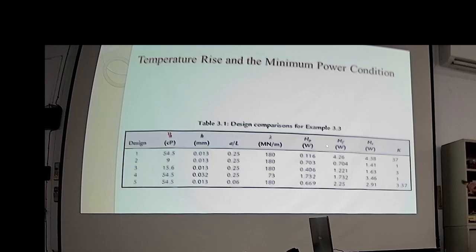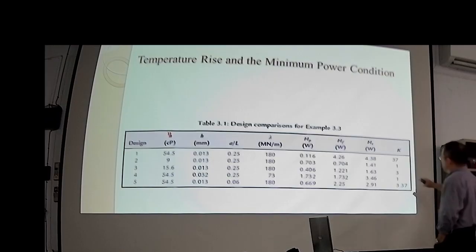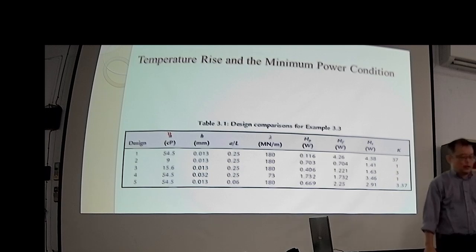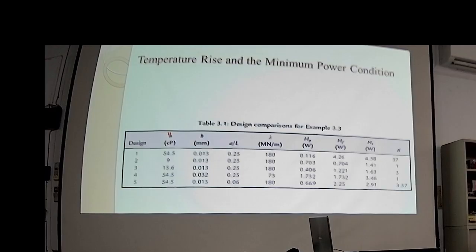Total power is the friction power plus the pumping power. And K is the power ratio, friction power divided by pumping power. So this is the indicator for the low speed or high speed. So K greater than 1 is the high speed. If the K number is bigger, that means it's in a higher speed. Okay.